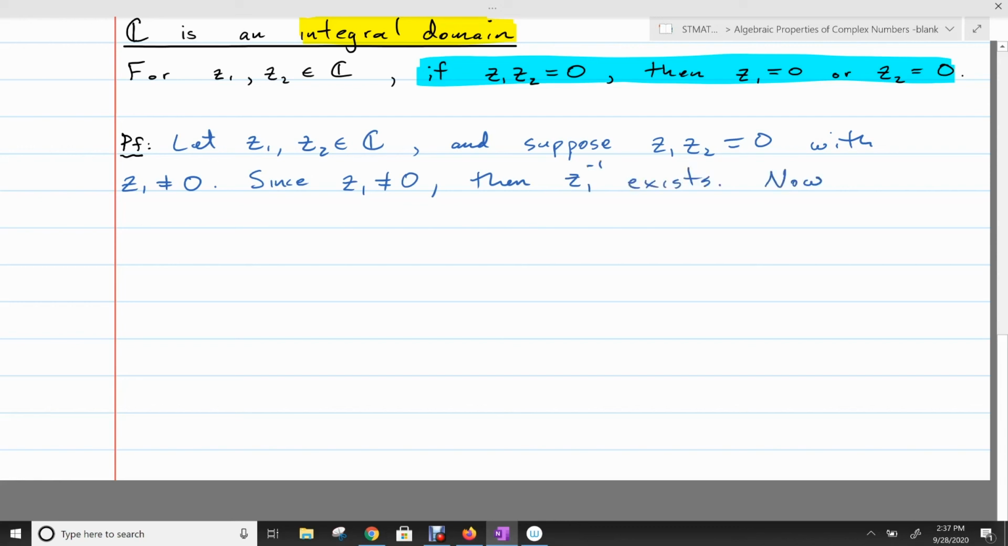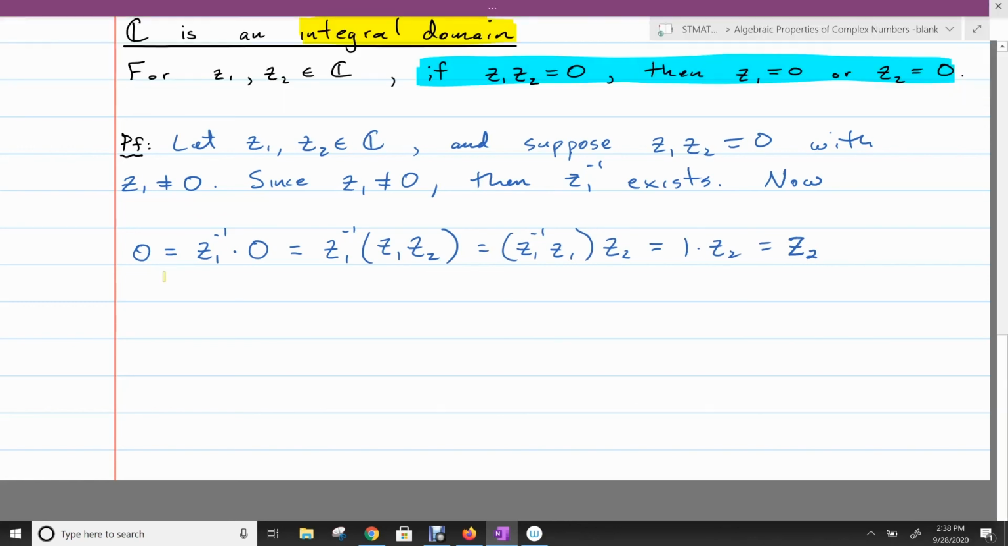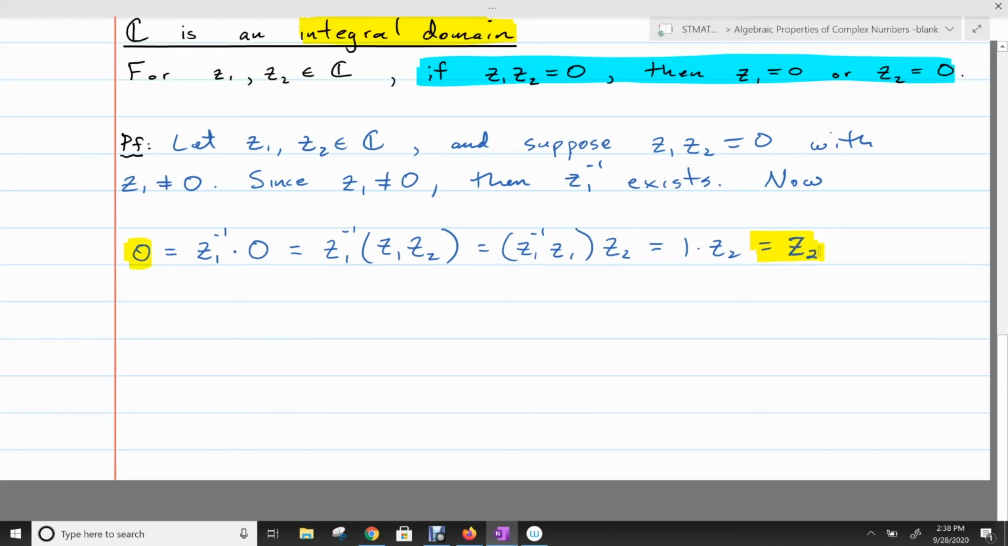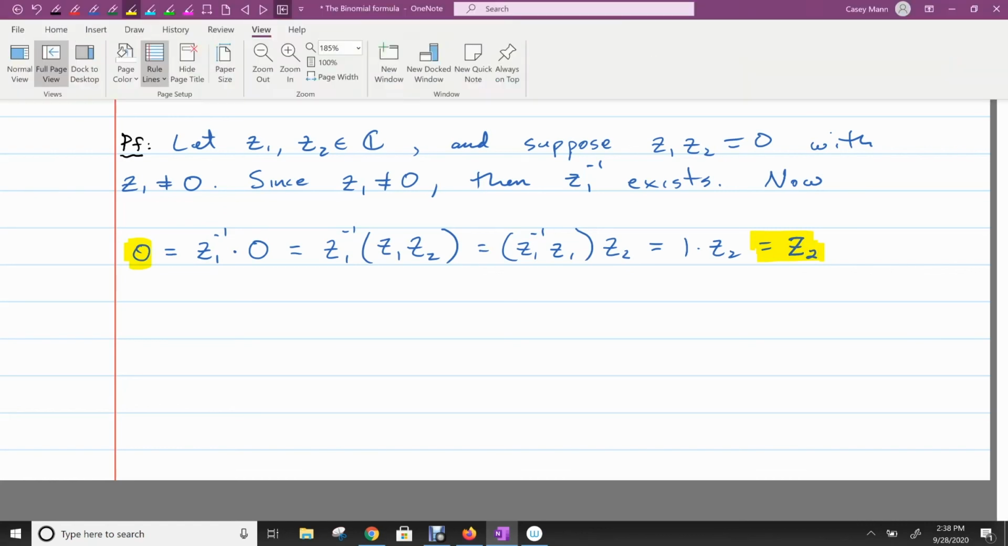Now we can take advantage of that, because from this, I can certainly say that 0 is equal to z1 inverse times 0, right? 0 times anything is 0. But we know that z1 times z2 is 0, so I could make a substitution here. And now I can use the associativity property to write this as z1 inverse times z1, multiplied times z2. But then that's just 1 times z2, which is z2. So what have we shown in total here? We've shown that 0 is what z2 has to be. And that completes the proof.